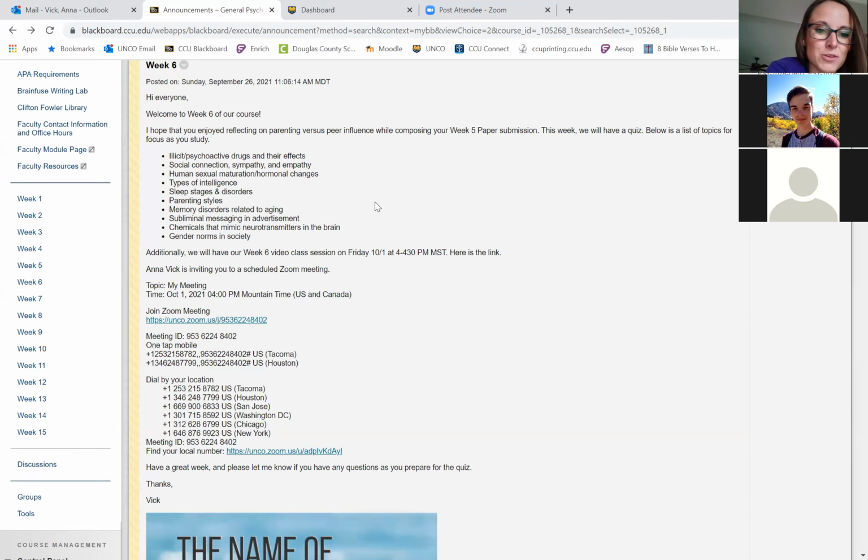But when we're looking at the chemicals that mimic the neurotransmitters in the brain or the sexual maturation and the hormonal changes, many of these, the psychoactive drugs, their effects on the body, these would be on the biological side of that biopsychosocial approach. And then finally, gender norms in society. So anything you can gather from what you're reading about gender and expectations in society for men or for women, that'll be another area to brush up on too.